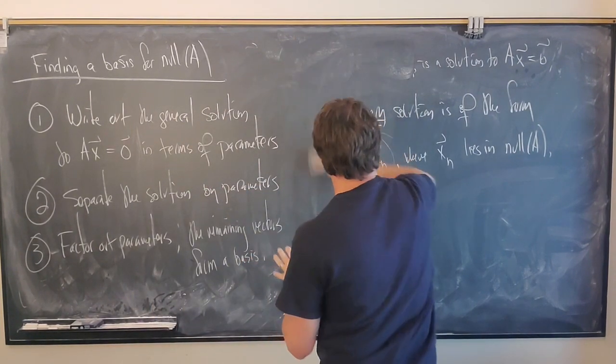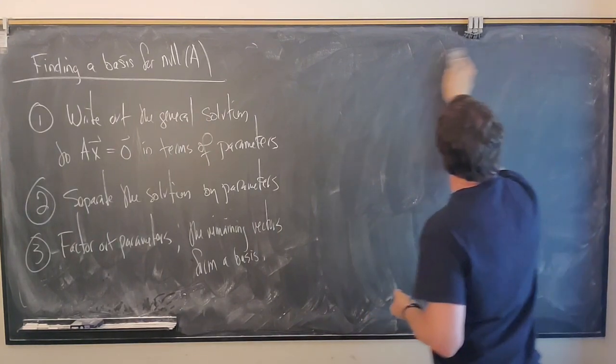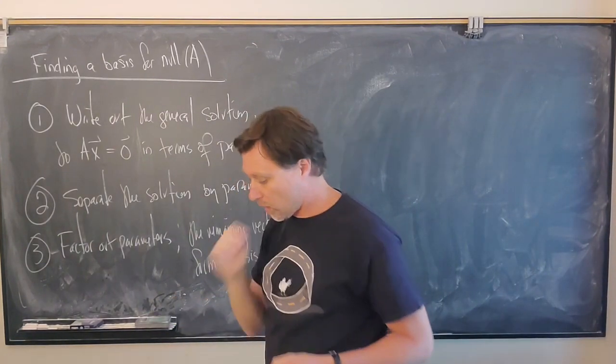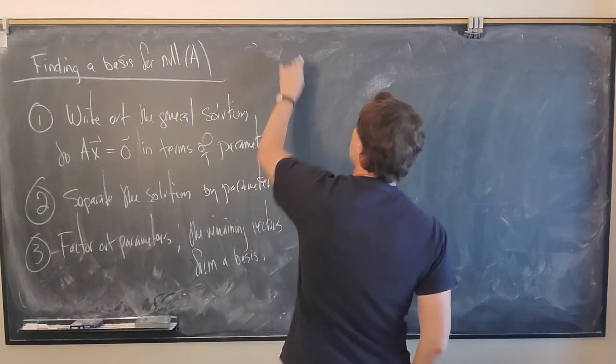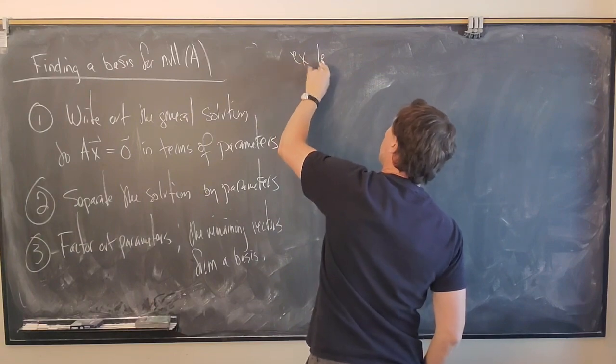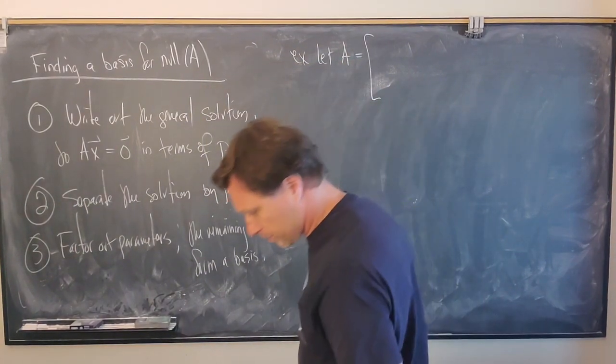Okay, so there's the steps. I'm going to do an example now so we can see this in action. In fact, I want to see the entire theorem in action. So here we go. Let's let A be the following matrix.